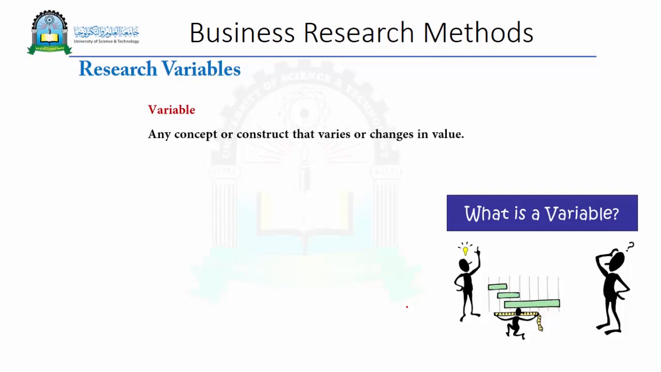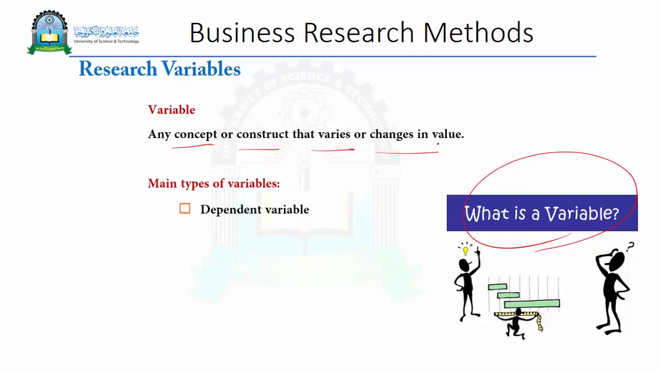So the variable is a concept or a construct that varies or changes in values. So when we talk about organizational performance, which is the performance of the organization, it differs. Organizational performance is a variable as it differs from company to company, and also as it differs for the same company from time to time.